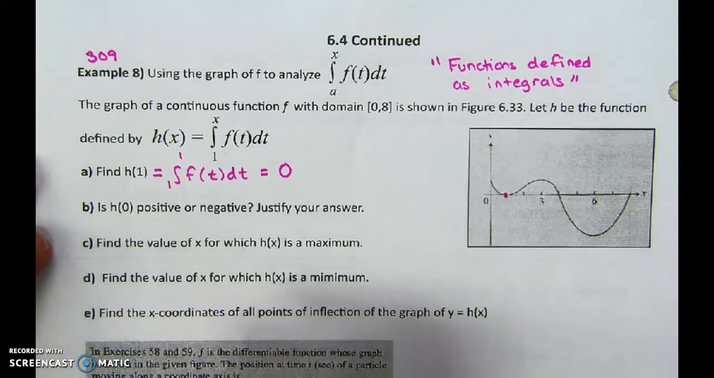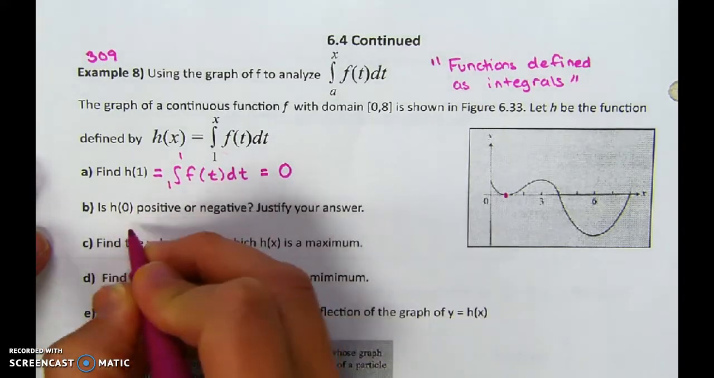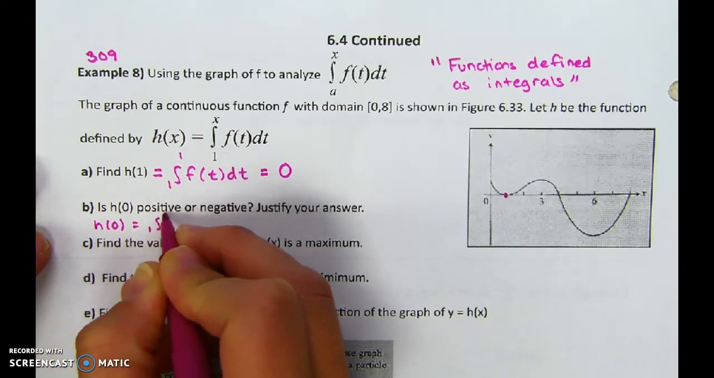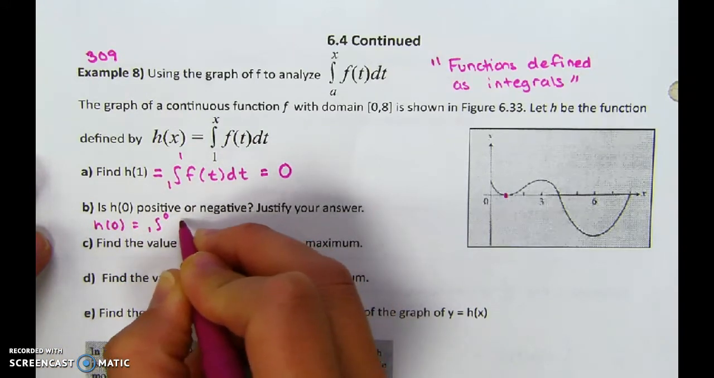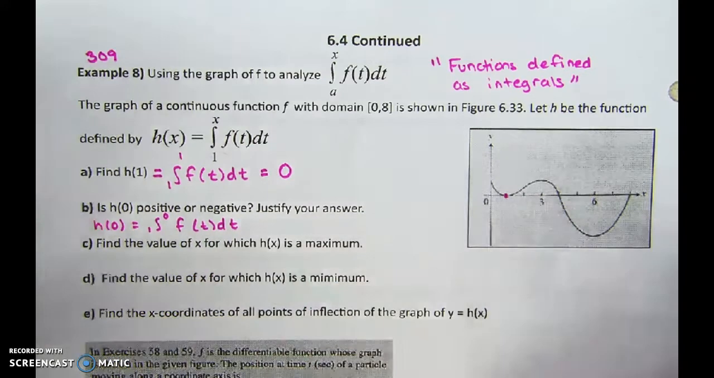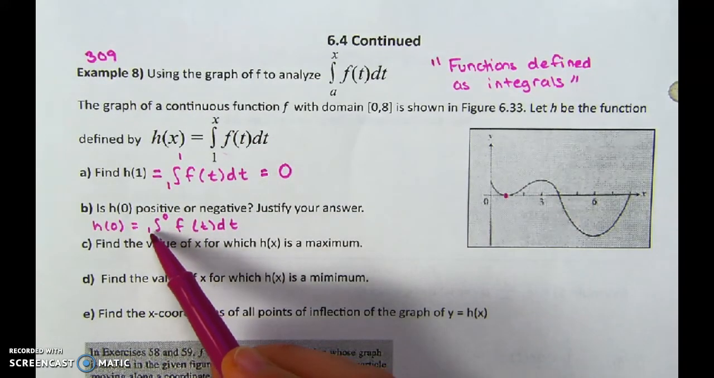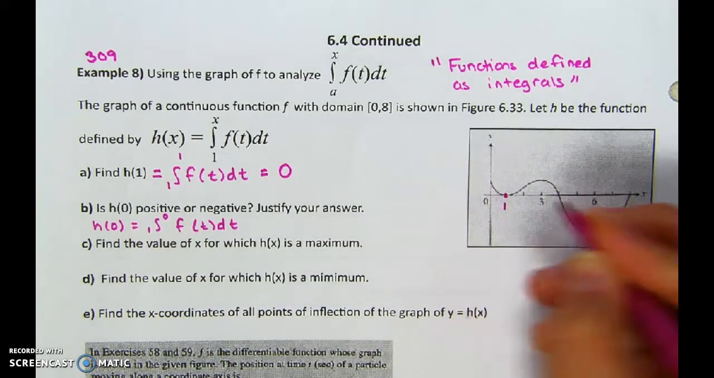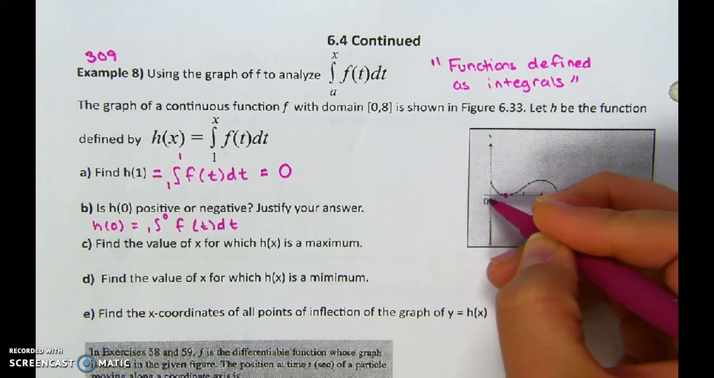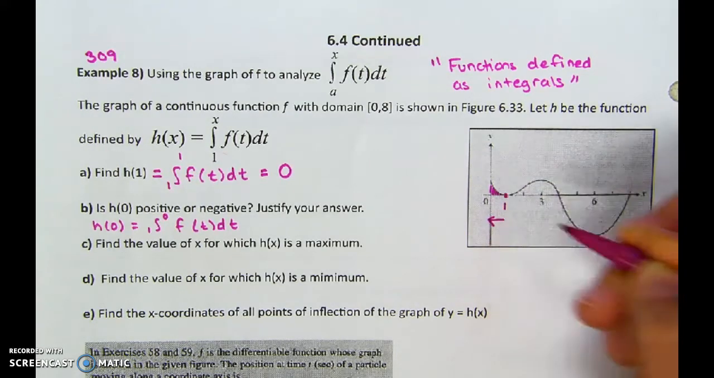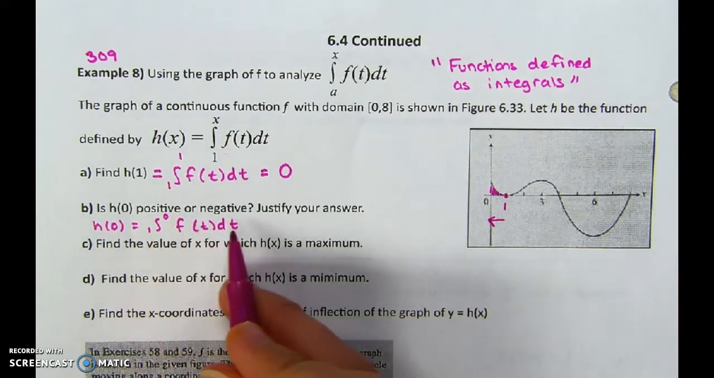Okay, you ready? Now find h of 0. This is what we're going to do. h of 0 will equal the 0 plugged in for the x. Okay, what does this mean? This means the area from 1 to 0. So starting at 1 and going backwards to 0, the area under this curve. Is that positive or negative?